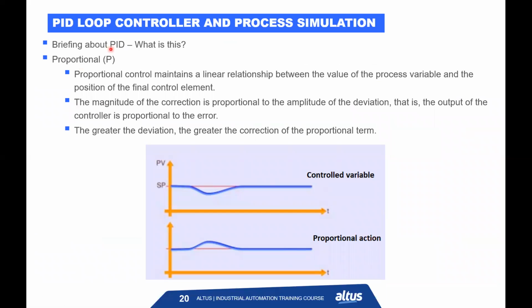So, PID, what is the PID? Proportional, the P. Proportional control maintains a linear relationship between the value of the process variable and the position of the final control element. The magnitude of the correction is proportional to the amplitude of the deviation, that is, the output of the controller is proportional to error. The greater the deviation, the greater the correction of the proportional term. So here we have the controlled variable and the proportional action, sending the information to the field, to the control valve, for example.